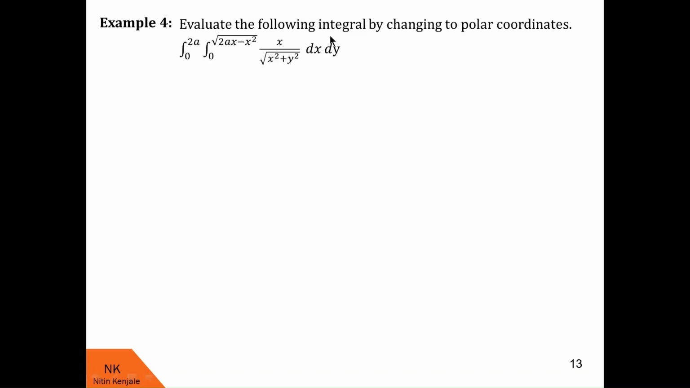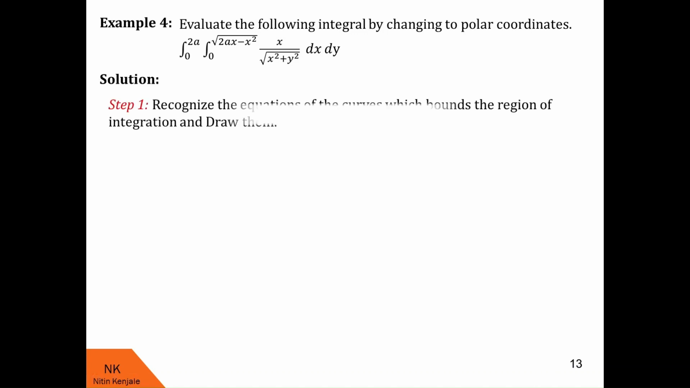Here we are asked to evaluate the integral by changing to polar coordinates, and the integral is double integration of x upon under root x square plus y square dx dy over the limits 0 to under root 2ax minus x square and 0 to 2a. Let us go for the step-by-step solution.